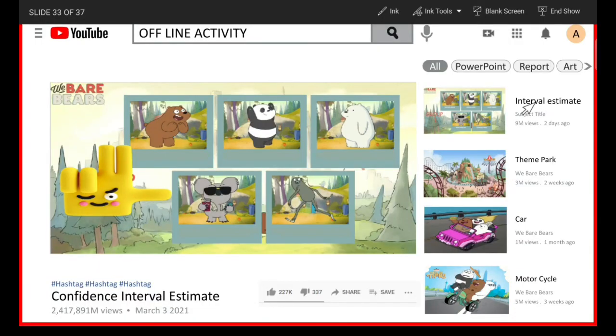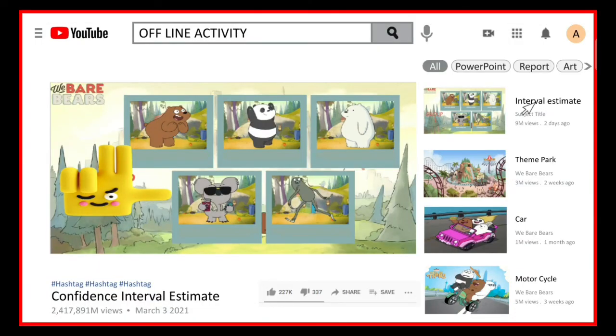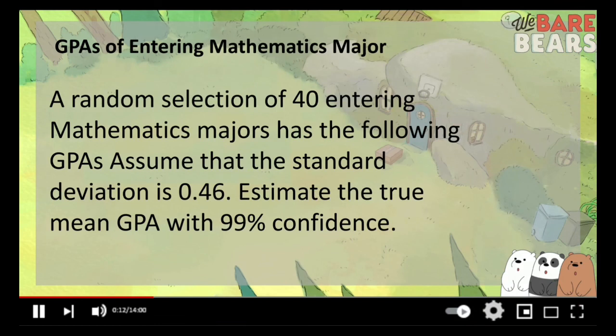So for your offline activity about confidence interval estimate, the given situation is the GPAs of entering mathematics majors. The situation is a random selection of 40 entering mathematics majors has the following GPAs. Assume that the standard deviation is 0.46. You have to estimate the true mean GPA with a 99% confidence level.